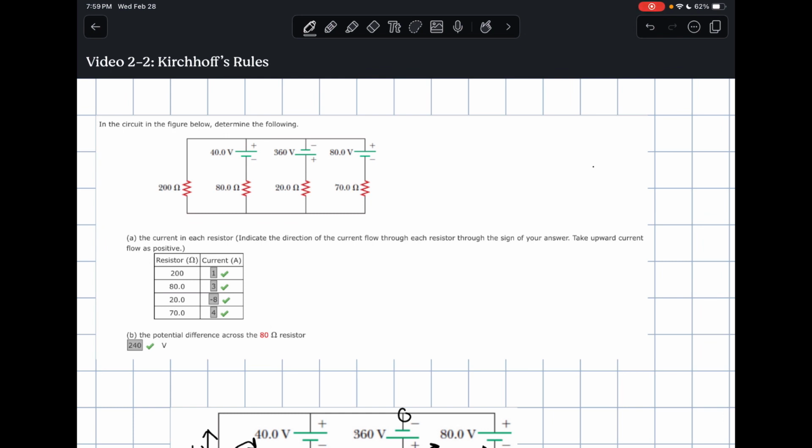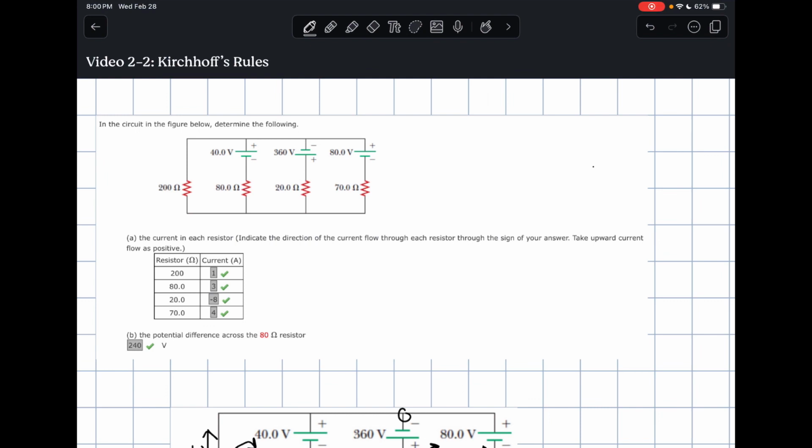Today we will be working on Kirchhoff's rules. Let's take a look at our problem. In the circuit in the figure below, determine the following. A. The current in each resistor. B. The potential difference across the 80 ohm resistor.